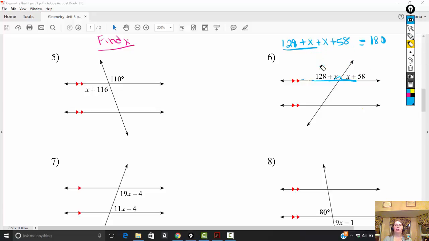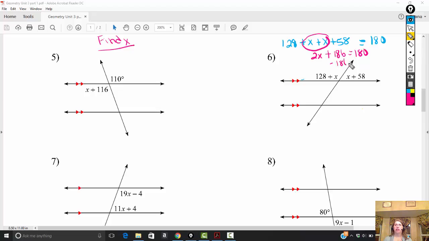We talked about combining like terms. Well, we see them down here. x plus x is 2x, so you would get a 2x. And then you would add your 58 and 128, which is 186. So plus 186 equals 180. I'm going to erase just a second here to give myself a little bit of room to work. So, a real easy equation to solve.